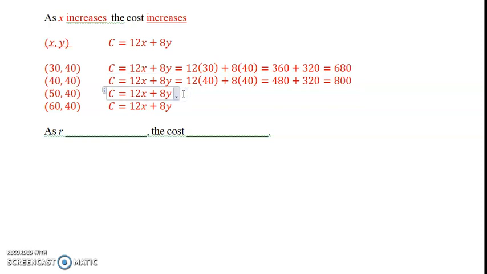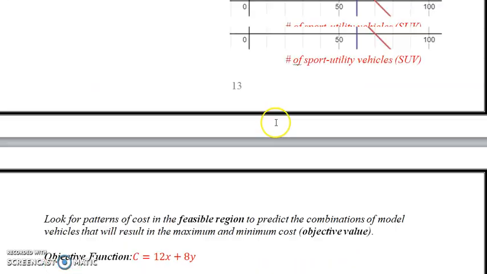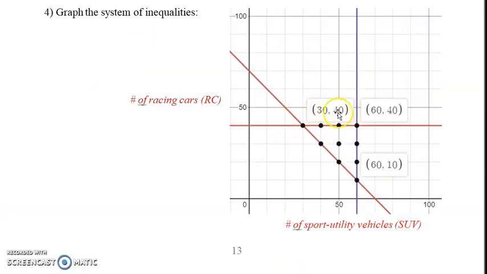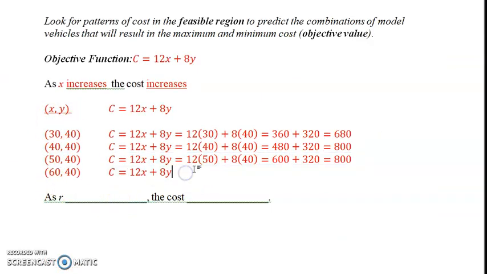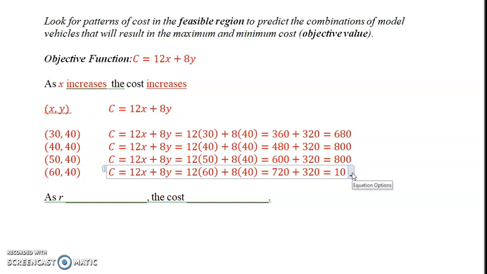If you make more of something and you're selling them, you're going to earn more. So this is 50 this time, so that'll be changed to 50. The y is staying the same across the values that I showed earlier in the graph. Okay, we're getting these values from here, right? 30, 40, 40, 40, 50, 40, 60, 40. Those are the values that I'm using here. Okay, and that's going to equal, and this one here is 60 this time, which is 720 plus 320, which ends up being 1040. Okay.